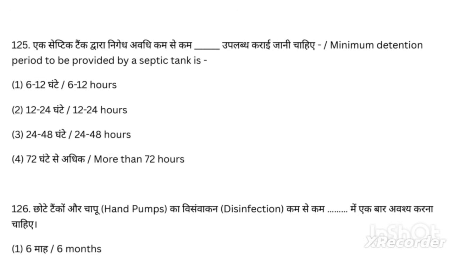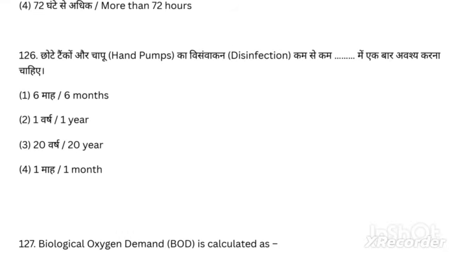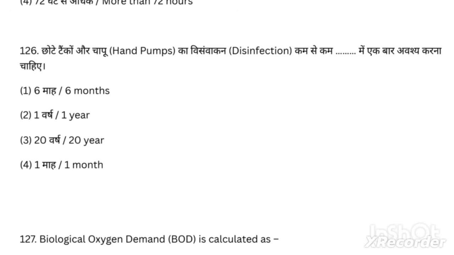Next question is, minimum detention period to be provided by a septic tank is. So the correct option is 24 to 48 hours, because of the time required for settling and anaerobic digestion of the sludge. Next question is, as you can see, the question is in the Hindi language, so the correct answer is 1 year, because of periodic cleaning and to prevent clogging and odor formation.